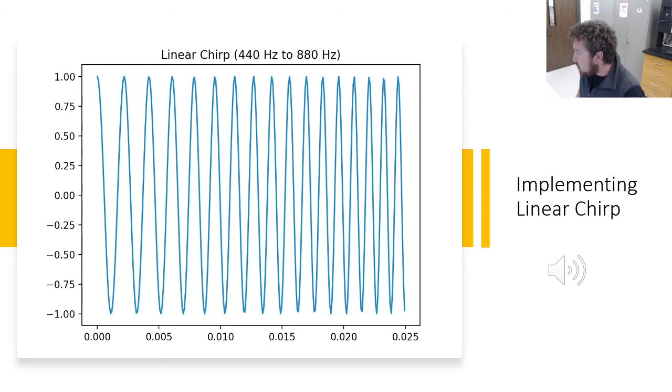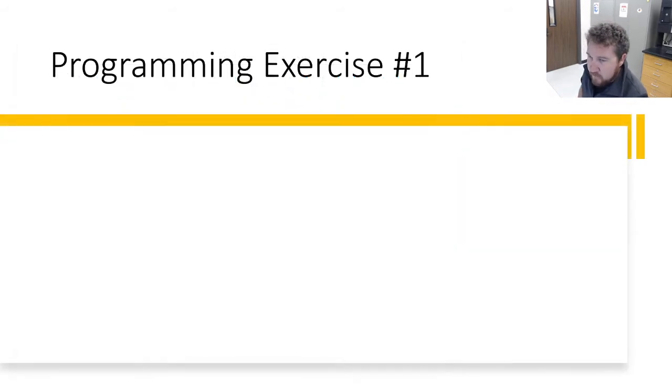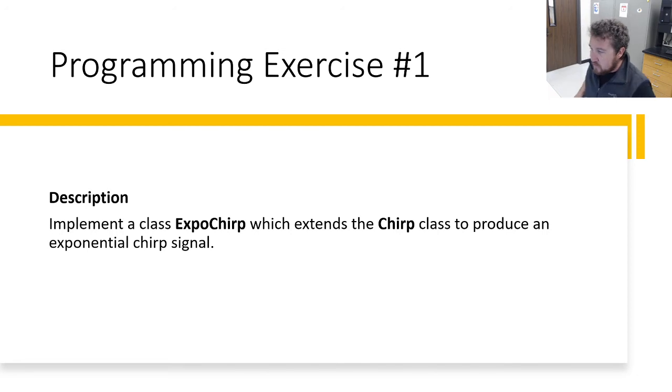Okay, so if there are no questions about the linear chirp, let's take a look at your first programming exercise. All of these are in a PDF on Blackboard for you. That's due on Monday, or maybe we'll make it due on Wednesday. I'm not sure. The first one is pretty simple. We just did a linear chirp signal. So I want you to create a class called ExpoChirp, which extends the Chirp class to produce an exponential chirp signal. If you dig into the Think DSP textbook, or even in the Think DSP class, you'll find most of this. But I want you to take a look on your own and actually write your own code to implement the exponential chirp signal. Any questions about that?